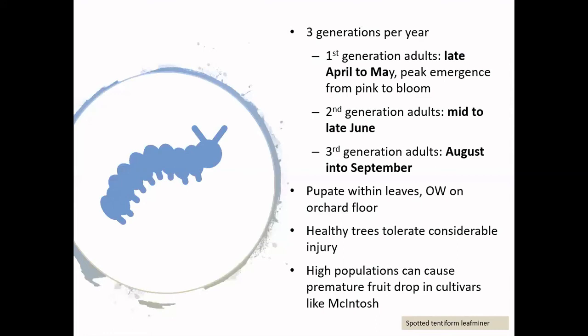There are 3 generations per year of tentiform leafminer. The first generation adults emerge late April to May. Second generation adults are typically mid to late June, while the third generation adults are usually August into September. Usually with tentiform leafminer, healthy trees can tolerate considerable injury, and so thresholds are rather high or non-existent in that later stage when the foliage gets quite dense. However, with high populations, it is entirely possible that premature fruit drop can occur, in particular in cultivars like Macintosh.